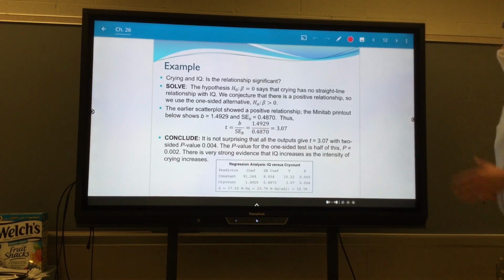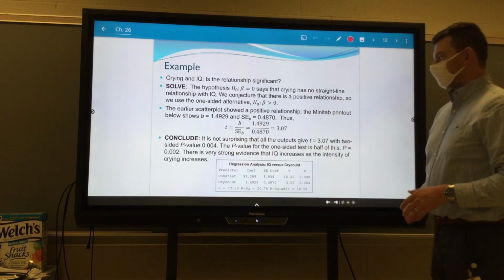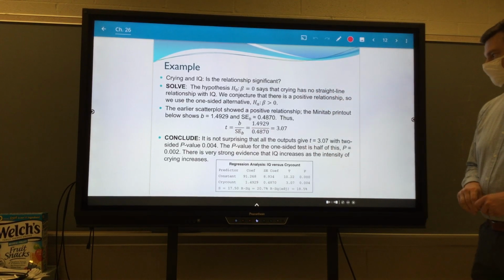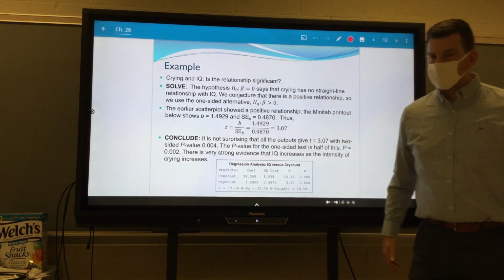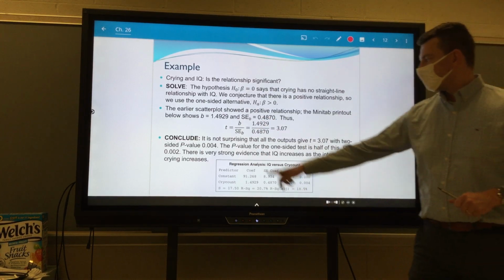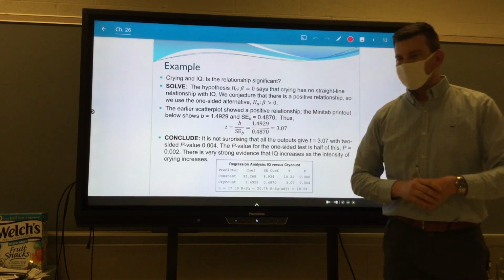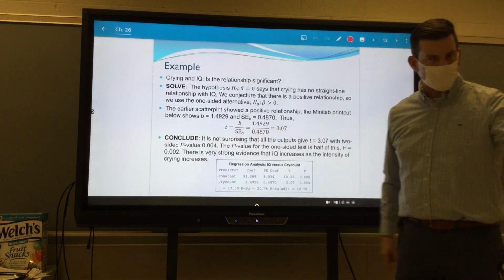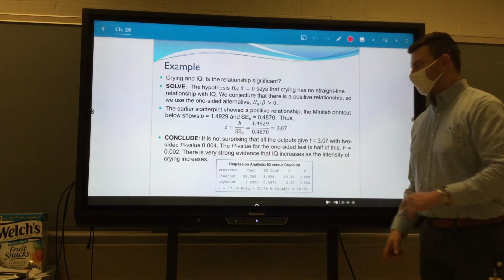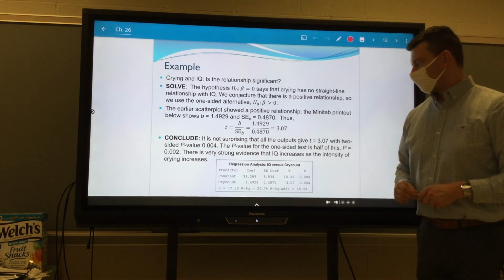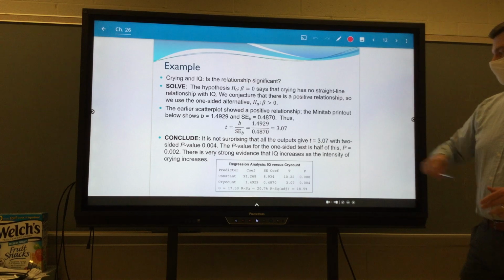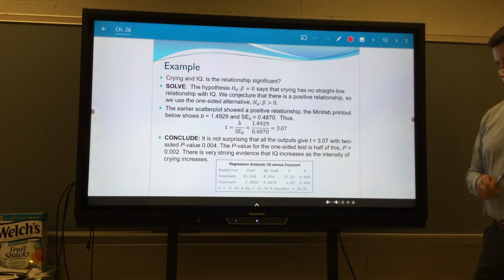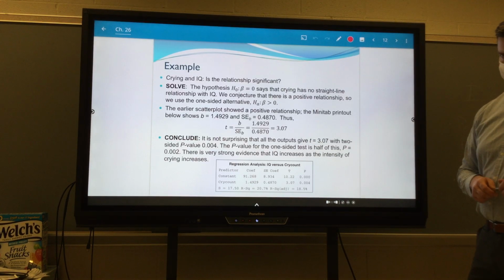Now, we saw the scatter plot. We believe there is a positive relationship. They show the calculation of this test statistic by hand. There is our model slope, 1.49, divided by that standard error of the crying that I had mentioned, about 0.487, corresponds with a t statistic of 3.07.